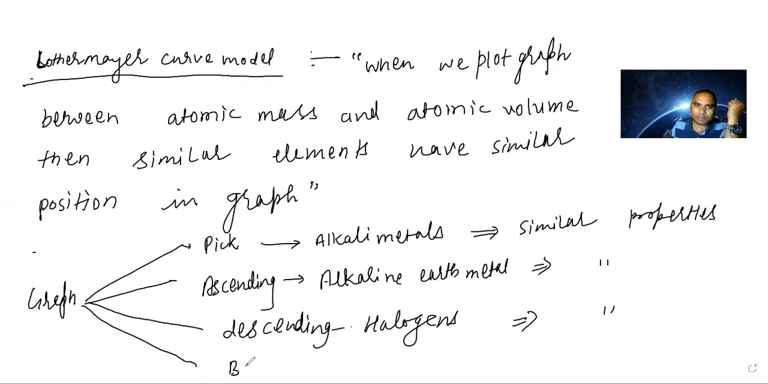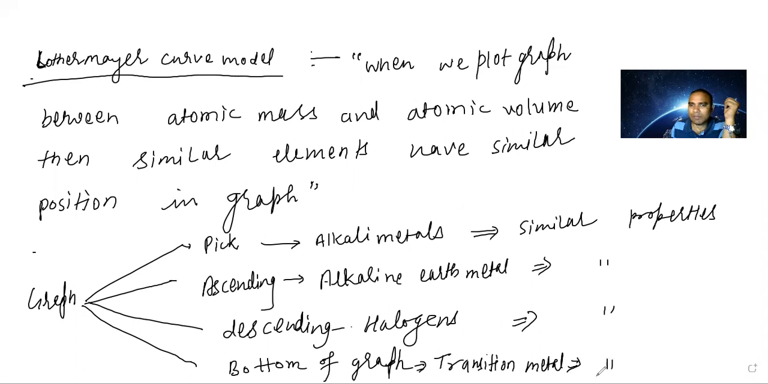Next one is the bottom of the graph, or you can say the curve. They are having the transition metals at the bottom. What elements are there? That is what is known as transition metals. If we talk about transition metals, they also have similar properties.